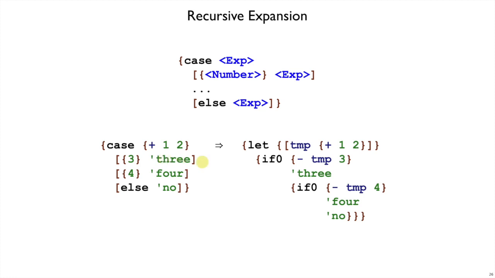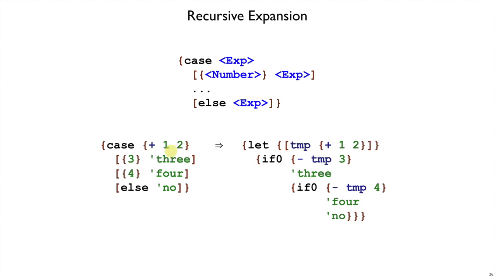And of course, the way this is going to be implemented is by using if 0 to check, and then we're comparing to 0, so let's just imagine that we have minus for now. We can take the result of plus 1, 2, subtract 3 from it. If that's 0, then we want that expression there, 3, and so on.